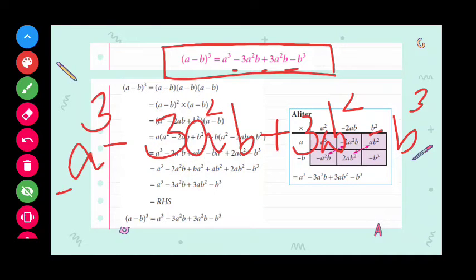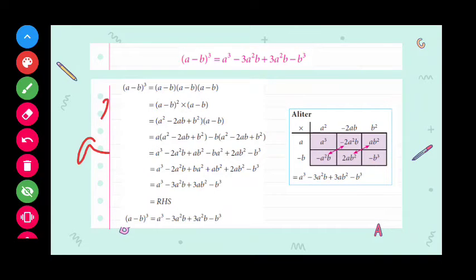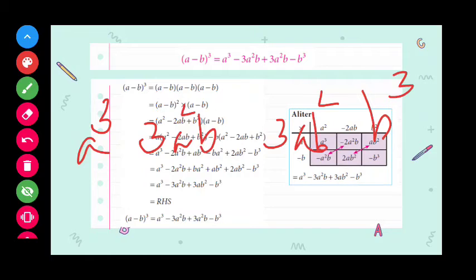In this way you can memorize this easily, but this is not the actual way, I'm telling you so that you can remember this easily. The signs should be positive, negative, positive, negative. So you can recall this identity again, which has a cube and b cube at the corners. In the middle you have 3a square b and 3ab square. You'll have negative here, positive here and negative here.